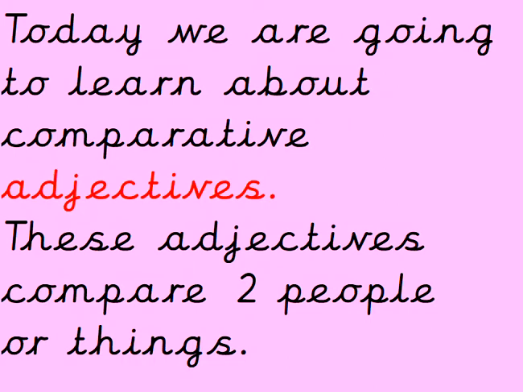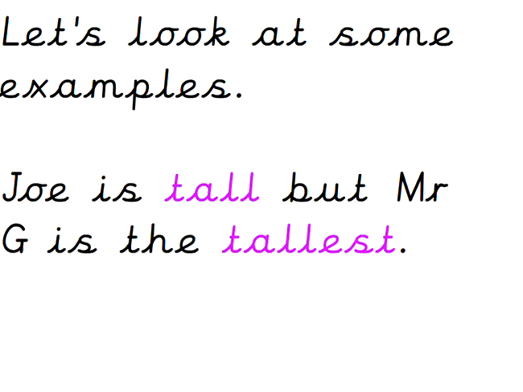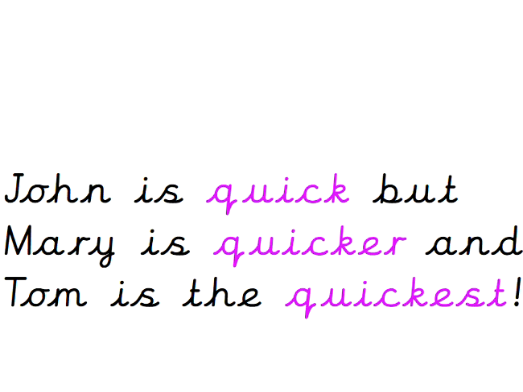Today we're going to learn about comparative adjectives. These adjectives compare two people or things. Let's look at some examples. Joe is tall, but Mr. G is the tallest. We added EST to the adjective tall there. John is quick, but Mary is quicker, and Tom is the quickest.